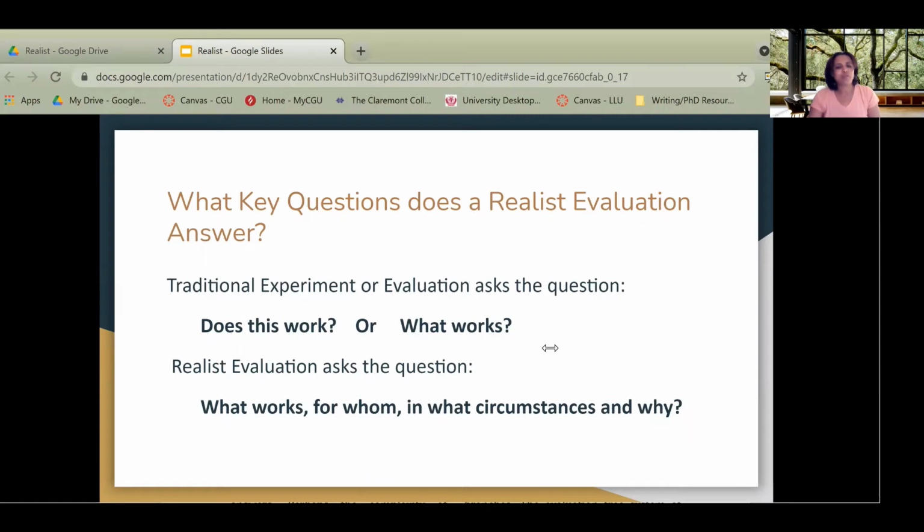We're going to look a little bit more in depth into realist evaluation, and a key point is to look at the type of question that realist evaluation seeks to answer. For example, a traditional experiment or evaluation asks the question, does this work or what works? In contrast, a realist evaluation asks the question, what works, for whom, in what circumstances, and why?